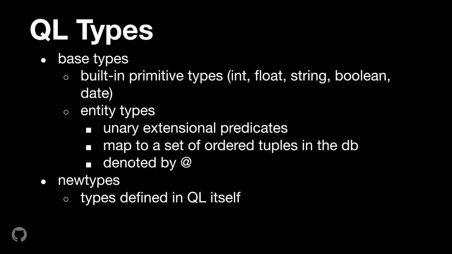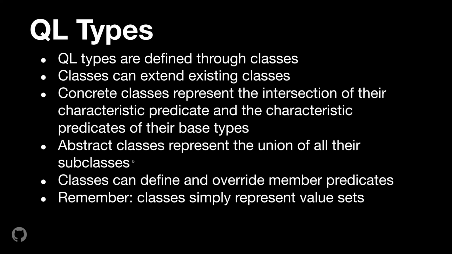And then you have your new types, which just means that those are types defined in QL itself. And then, QL types, essentially new types, are defined through classes. And this is really where the object-oriented features of the language come into play. Classes can extend existing classes, so they're subclassing, which is essentially generally implication.